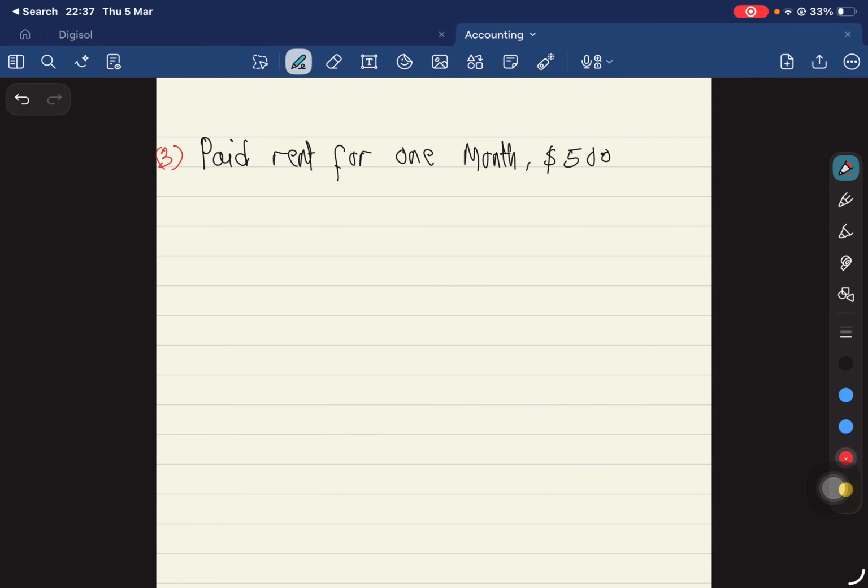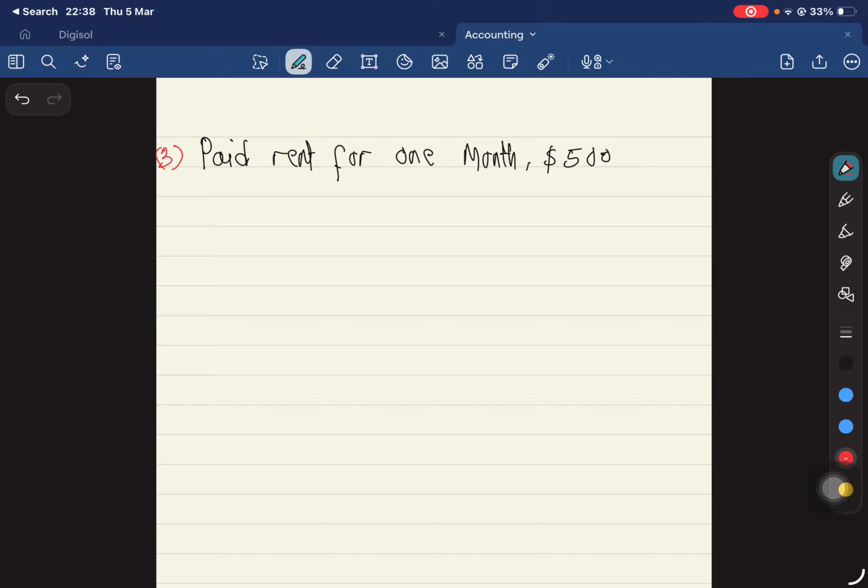Let's continue with what we did yesterday. We're still on Douglas activity. So let's see how we'll be able to answer question 3. It says paid rent for 1 month. So let's first identify the accounts involved. Paid rent for 1 month.